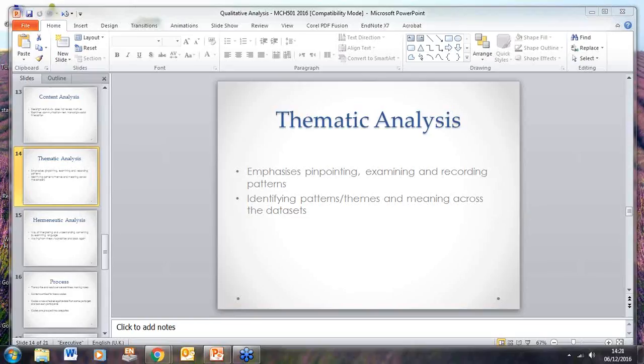So does that help in terms of your assignment as well as your knowledge of thematic analysis? Any other questions? Great, got 1 yes. That's not great stats, but never mind. I'll go with the 1 yes.